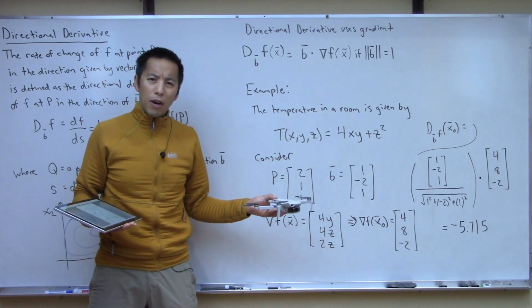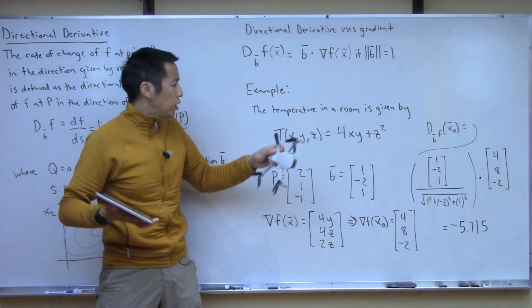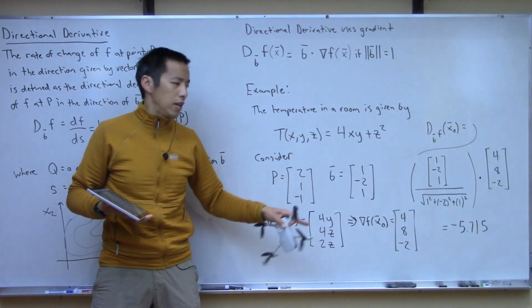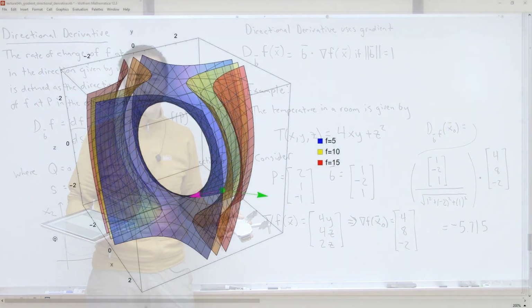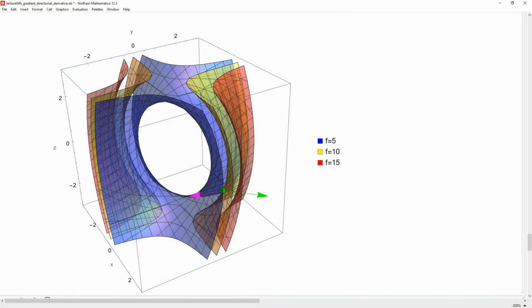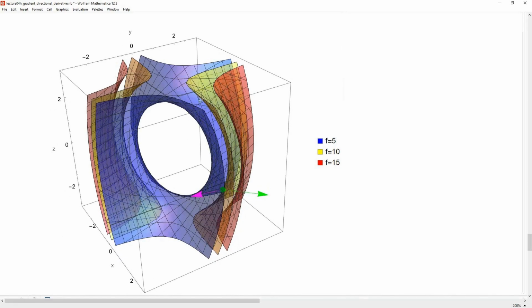So maybe what might be helpful is, instead of me just waving this around, let's jump over to the computer and visualize this temperature and the direction, and we'll see what this all looks like. All right, so I've got this visualized here in Mathematica just to give us an idea of what's going on. What I've done here is plot the isotherms, or the surfaces of constant temperature. This blue surface here is all the places where f is equal to 5, or 5 degrees, I guess, if you want to use that.